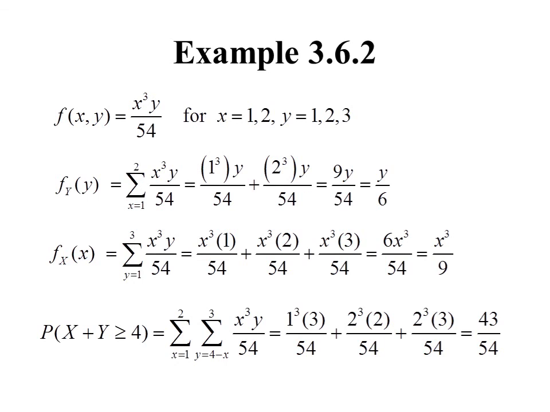Yes, the sum is 4. So we're going to plug those into our joint PMF. And the last pair, 2 and 3. Yeah, the sum is greater than 4. So we're going to plug those in. And then we add up those three different values of the joint PMF. And there's our probability, 43 over 54.